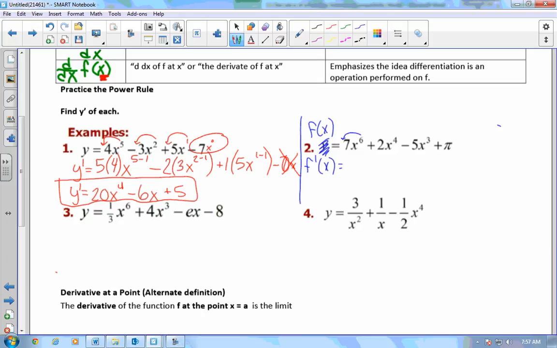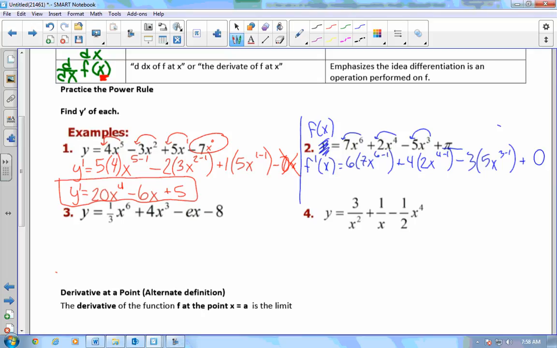So you bring down the 6, you should have 6 times 7 x to the 6 minus 1, plus bring down the 4. 4 times 2 x to the 4 minus 1, minus bring down the 3. 5 times x to the 3 minus 1, plus what is the power of the x on pi? 0. So if I bring down a 0, it's just 0. Okay, let's see. Read what you get for the derivative.